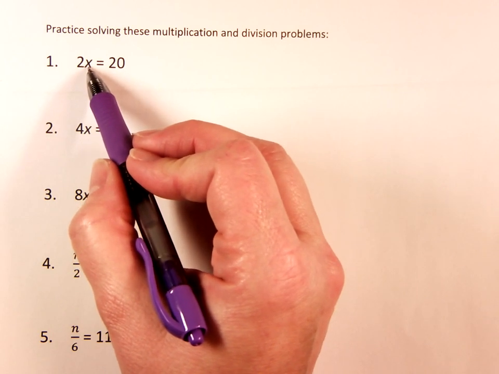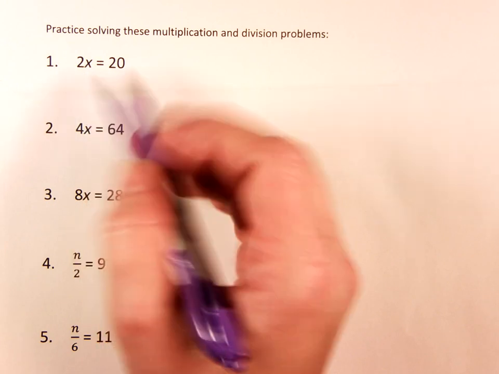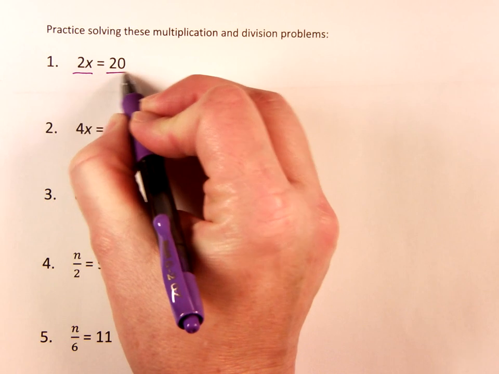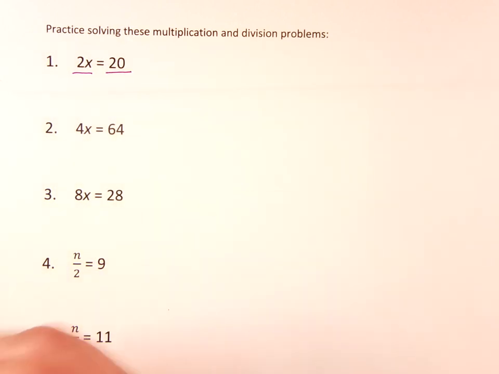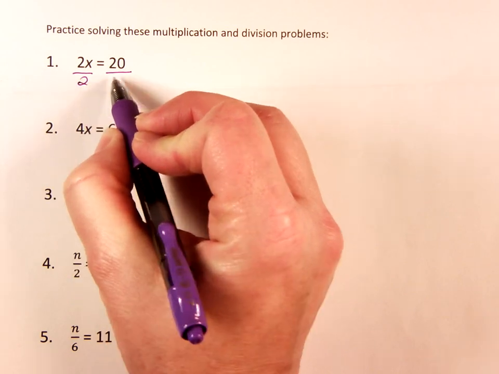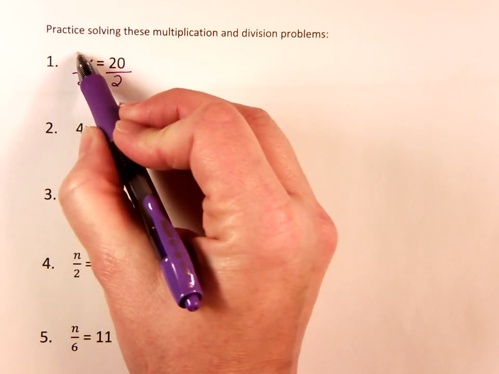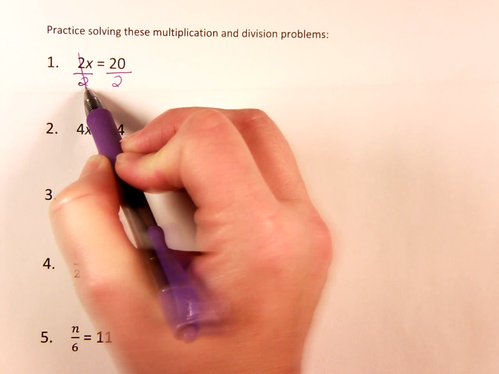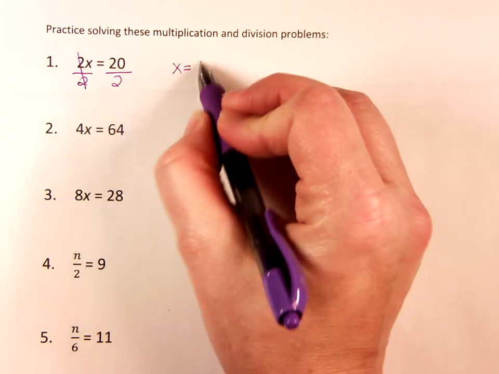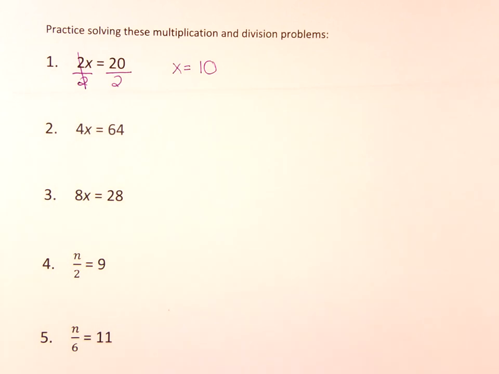What's the opposite of multiplication? Or the inverse? Divide. What number do I choose to use? 2 or 20? Right, and this is deliberate. We have a reason for choosing 2 because that lets us cancel them out. 2 on the top, 2 on the bottom becomes 1. X equals 20 divided by 2, 10. Good job.